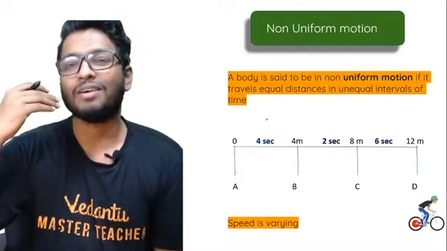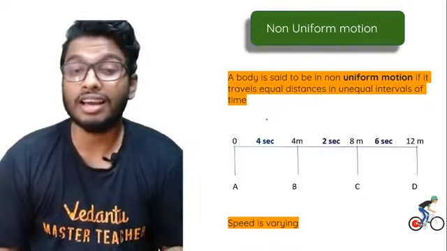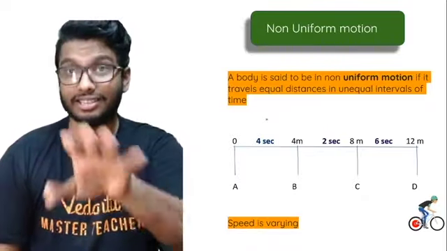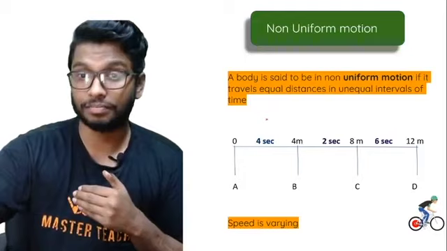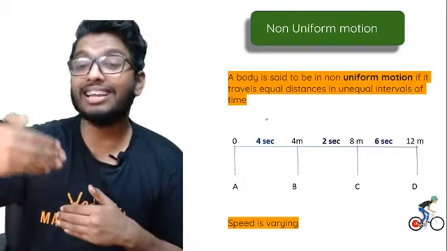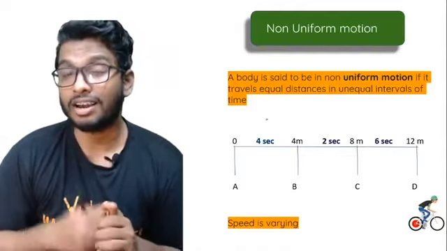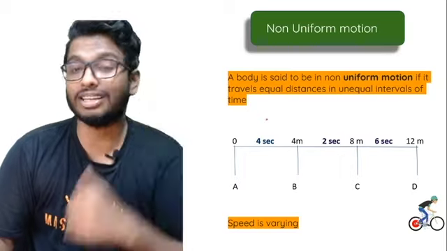All of that would mean that his speed is also varying. So in this case, if you see, he took 4 seconds to travel 4 meters. Then in another 2 seconds, he covered another 4 meters. And then he took another 6 seconds to cover another 4 meters. So let's check the speed in all 3 cases.